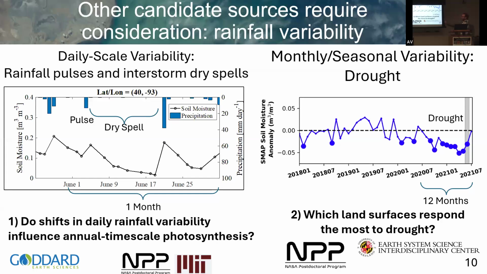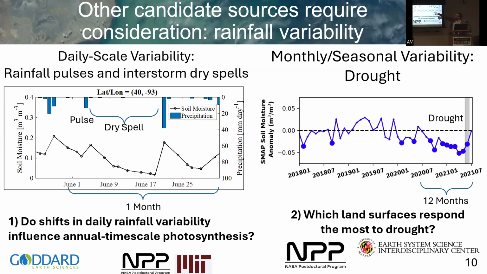So I did a deep dive for several years looking at, on the left, the daily scale variability, and I'll talk a little bit about one project, a summary of several projects actually, that looks at this daily rainfall variability. And then we'll also think about drought variability. So just thinking about what daily scale rainfall variability is, I'm defining this as the timescales of rainfall pulses and dry down periods.